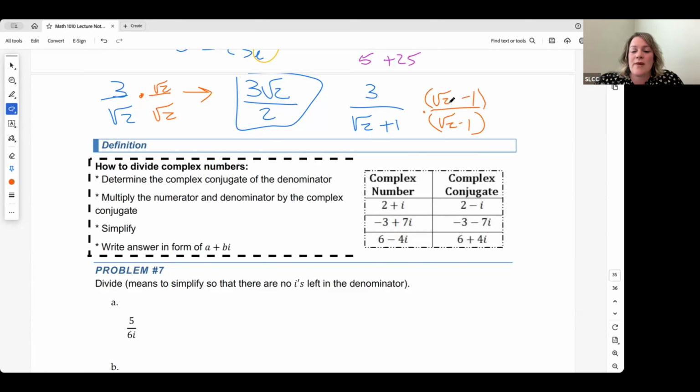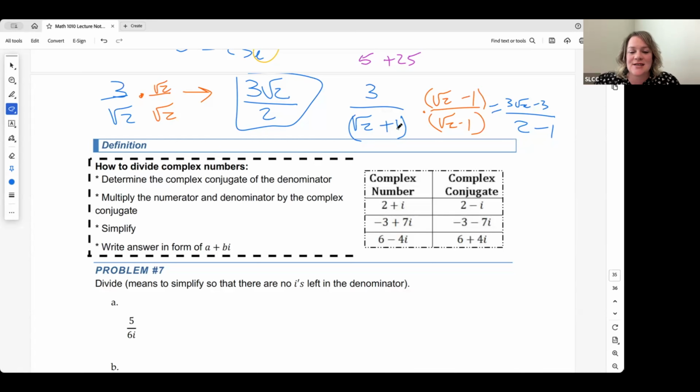Okay, now remember how we did this? We would distribute the 3. So this would become 3 root 2 minus 3. And then in the denominator, what happened? When I distribute, look, a plus b, a minus b, I don't need to distribute. I can use the difference of squares pattern. I know that this is a squared, so root 2 squared, so 2, minus b squared, which is 1. So 2 minus 1.